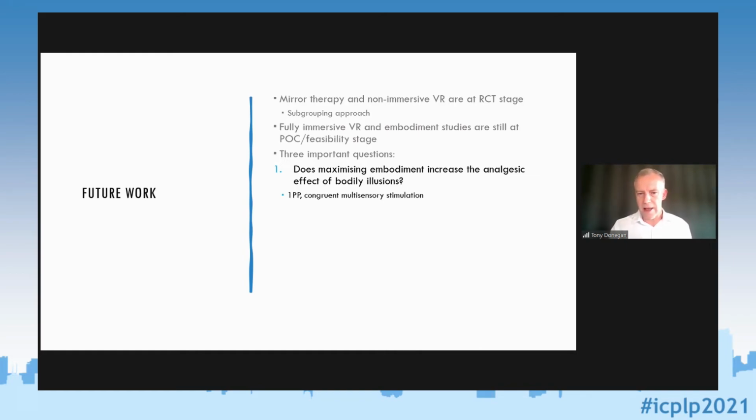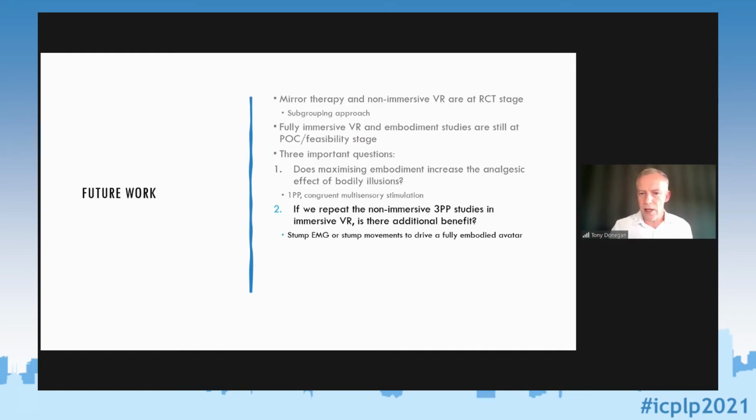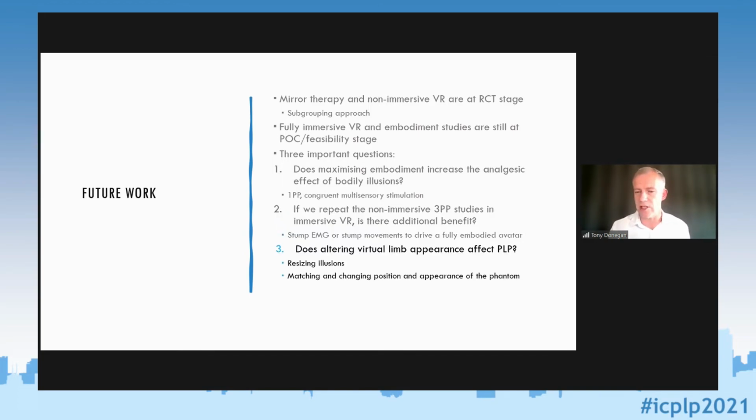So if we experience a virtual body from a first-person perspective and apply this congruent multisensory stimulation, how analgesic is that? If we repeat those non-immersive third-person VR studies, is there additional benefit? If you're using stump EMG or stump movements to drive a fully embodied virtual limb seen from a first-person perspective, is that additionally analgesic compared to viewing it from the third person? That would be really interesting.